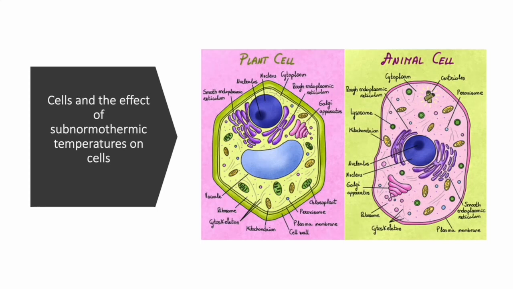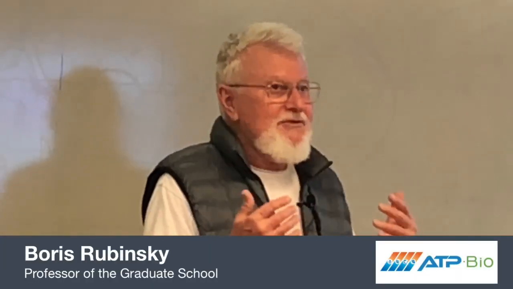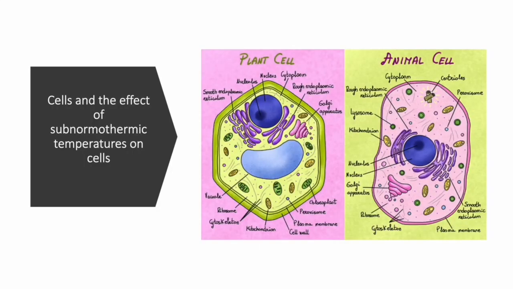So what I want to discuss now is what is happening to cells, and the effects of subnormothermic temperatures on cells from organisms that have evolved to live at 37 degrees centigrade. There are two elements that are affected by these subnormothermic temperatures. One is the cell membrane, and the second is the electrochemical reactions that occur inside the cell.